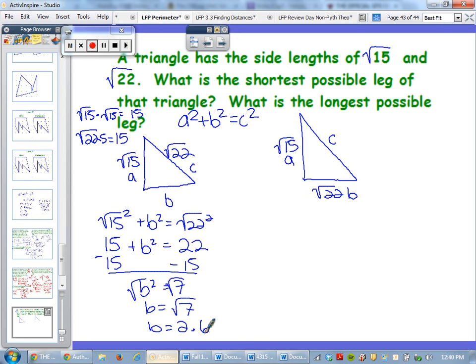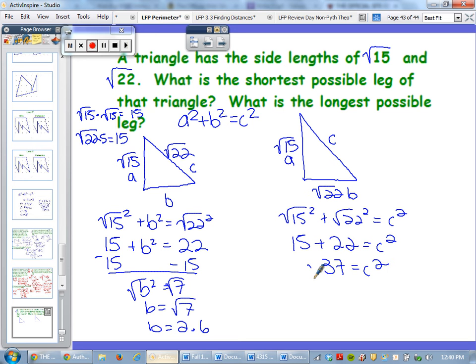Alright, now let's go over to this other problem and set this up correctly. So we have the square root of 15 squared plus the square root of 22 squared equals c squared. Again, the square root of 15 squared is just 15. The square root of 22 squared is just 22. Add them together and we get 37 equals c squared. I'm going to take the square root of both sides. So my answer is the square root of 37, or 6.1, I think. Let's check in the calculator. Yep, roughly 6.1.